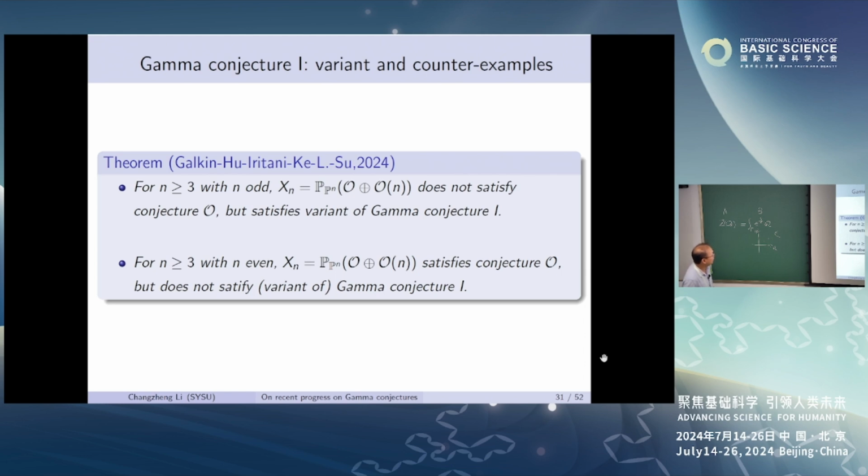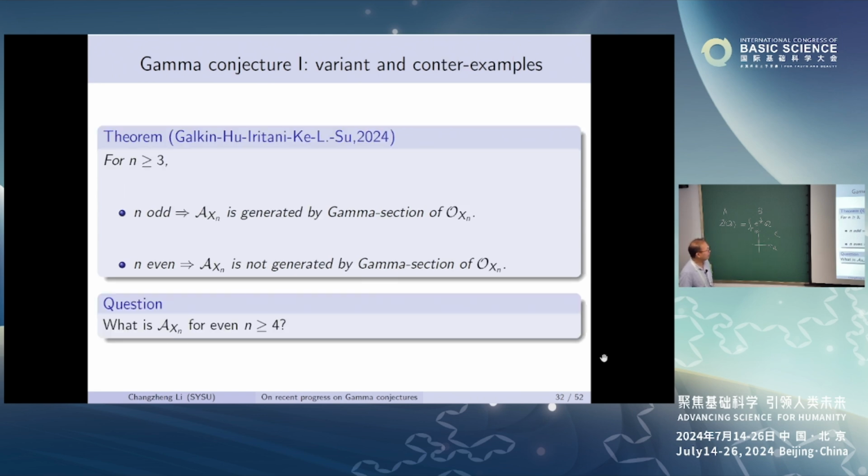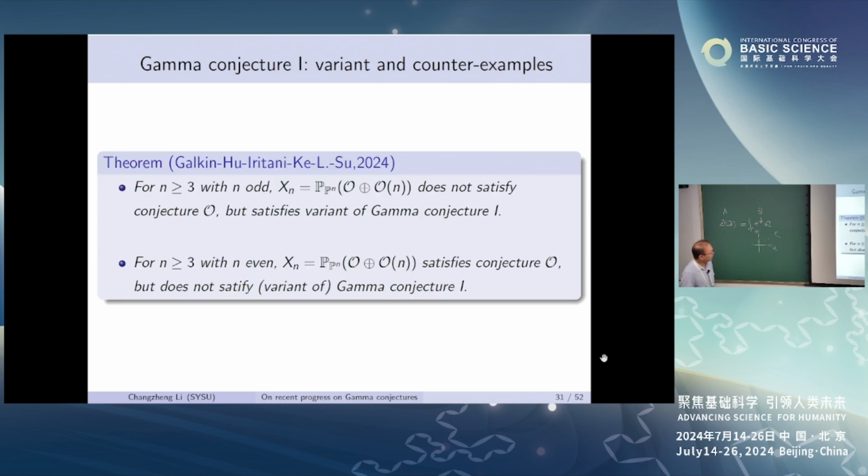Then, if n is larger than or equal to 3 and n is odd, then conjecture O does not hold. But we can consider the variant of conjecture 1, and then it holds. And if n is even, then it satisfies conjecture O. But things become even worse in the sense that for the even case, even the variant, the gamma conjecture 1, does not hold. The question is that for the even case, conjecture O just means X is again one-dimensional, but the gamma conjecture does not hold. That means it is given by some class, but this class is not coming from the gamma class. The next question is what it is.